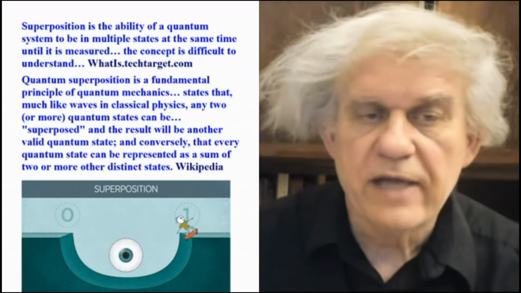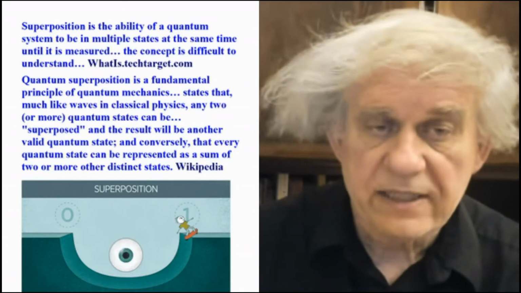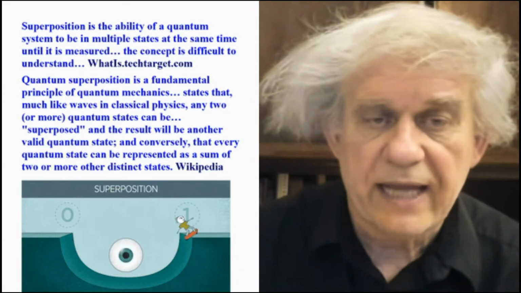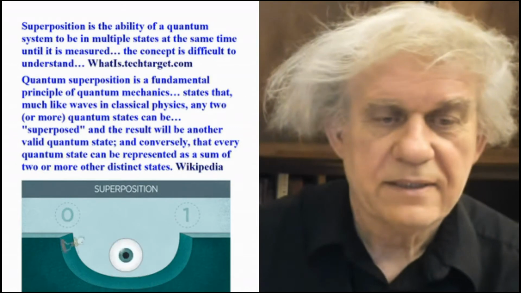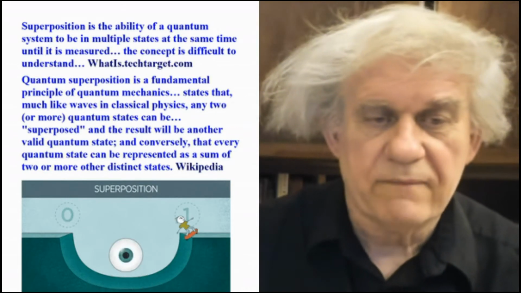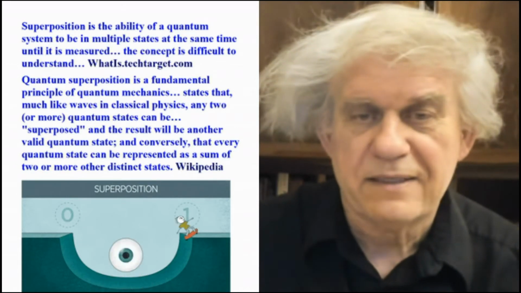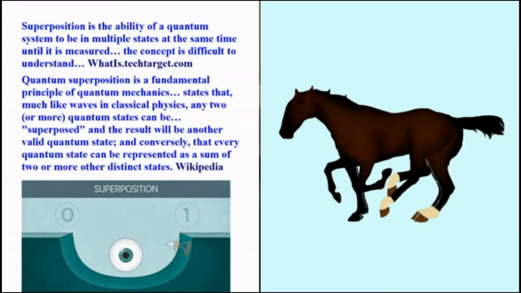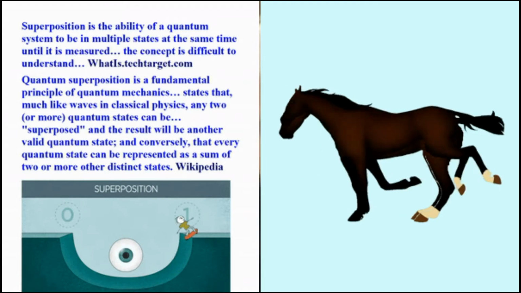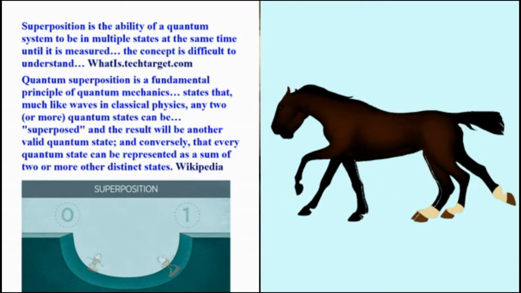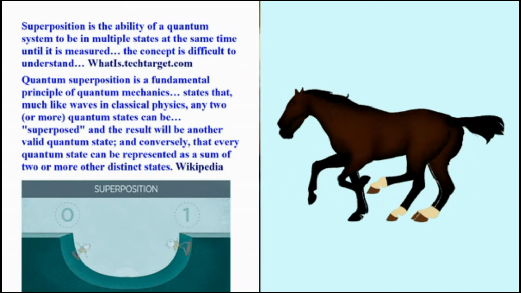And the result will be another valid quantum state, and conversely, every quantum state can be represented as a sum of two or more distinct states. This is their notion. This is what they're saying, folks. Let's get it right. This is the picture of what they're trying to say: that the horse is standing still and at the same time it's running. That's what they're saying. How can you picture this?